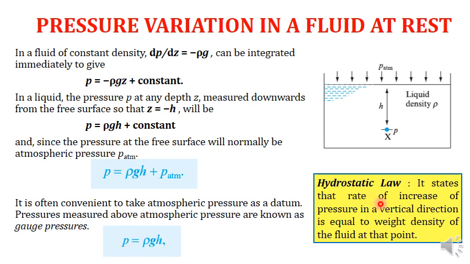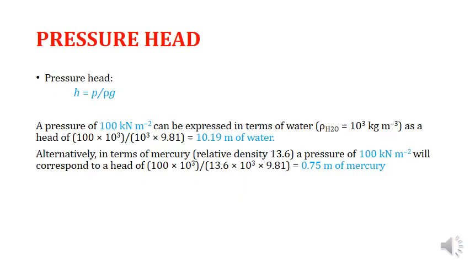Okay, so this law states that the rate of increase of the pressure in a vertical direction, and this vertical direction is very important, this is actually Z, or in this case it is h, is equal to the weight density of the fluid. So whatever the weight density, the density rho or the gamma value, it has a direct relationship with the rate of change of pressure with respect to the height. If you increase the height, then the pressure is also going to increase.